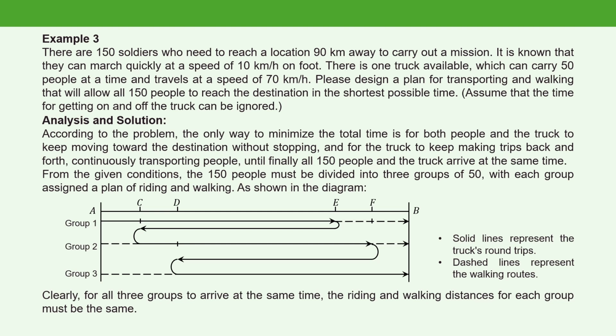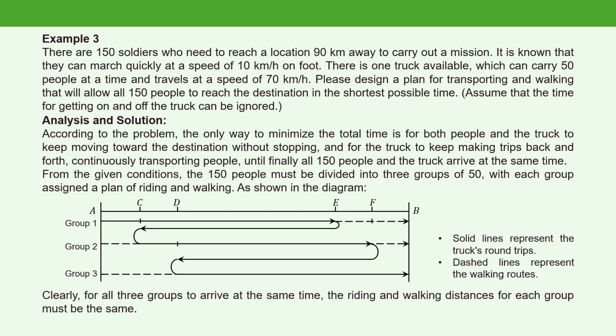According to the problem, the only way to minimize the total time is for both people and the truck to keep moving toward the destination without stopping, and for the truck to keep making trips back and forth, continuously transporting people, until finally all 150 people and the truck arrive at the same time. From the given conditions, the 150 people must be divided into 3 groups of 50, with each group assigned a plan of riding and walking.